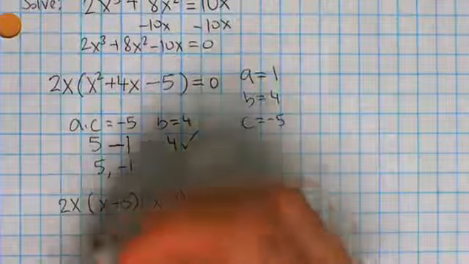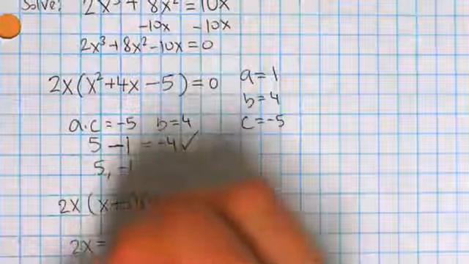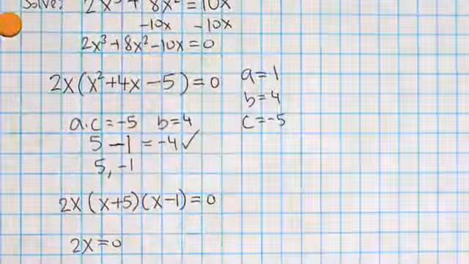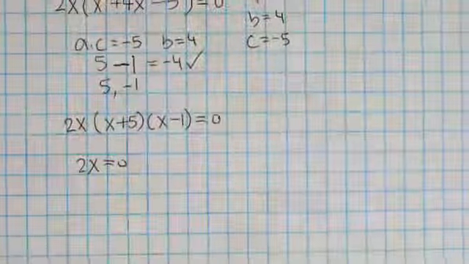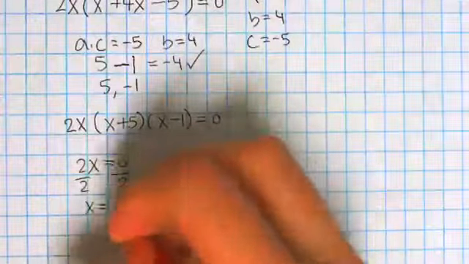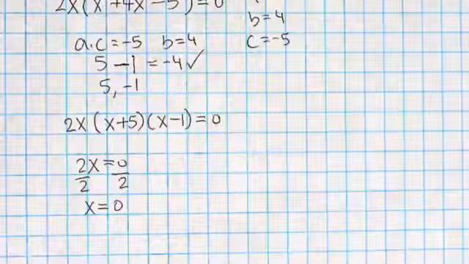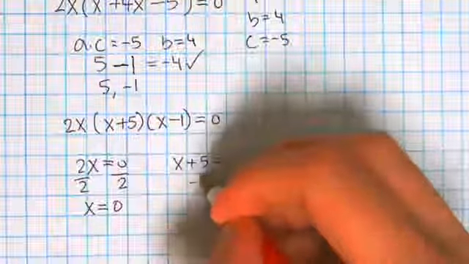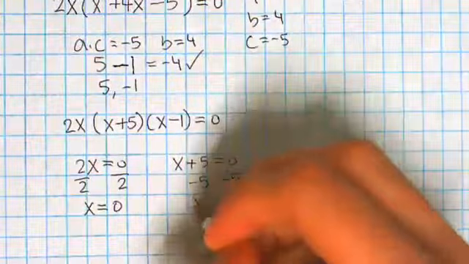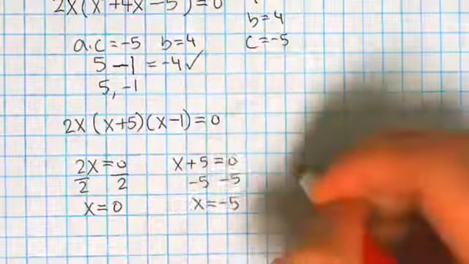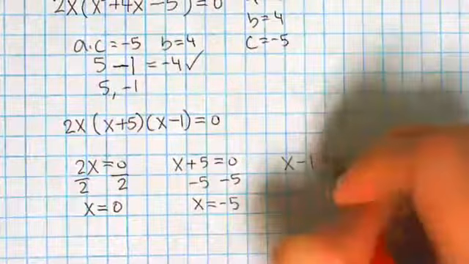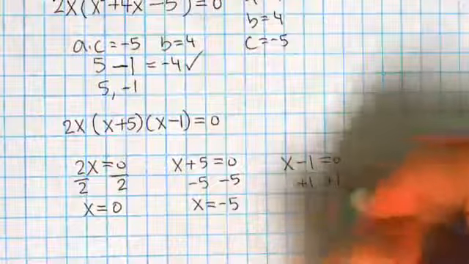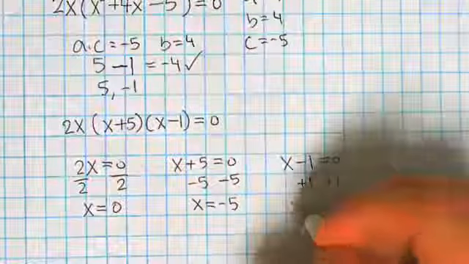So our first factor would be 2x is equal to 0. And let me move the piece of paper up. 2x equals 0. We divide both sides by 2. And we're left with x is equal to 0, as 0 divided by 2 is 0. In our second factor, we have x plus 5 is equal to 0. From here, we can subtract 5 from both sides, giving us x is equal to negative 5. And likewise, with x minus 1 equals 0, we can add 1 to each side and get x is equal to 1.